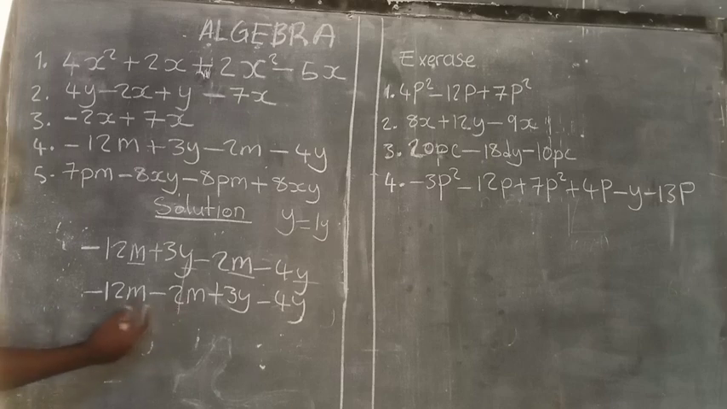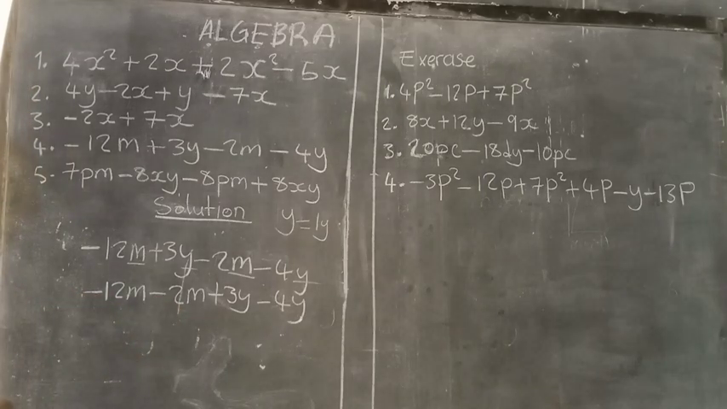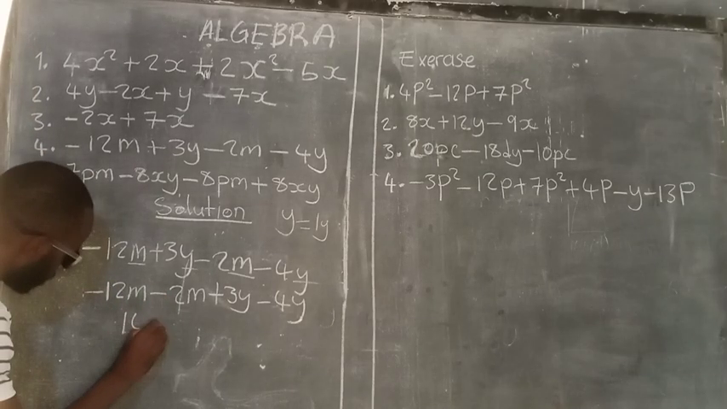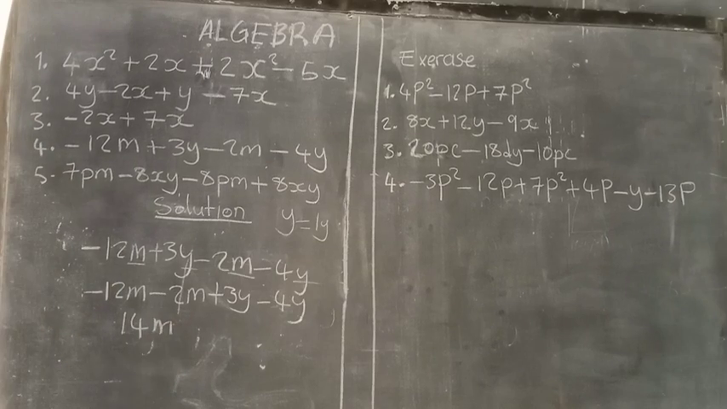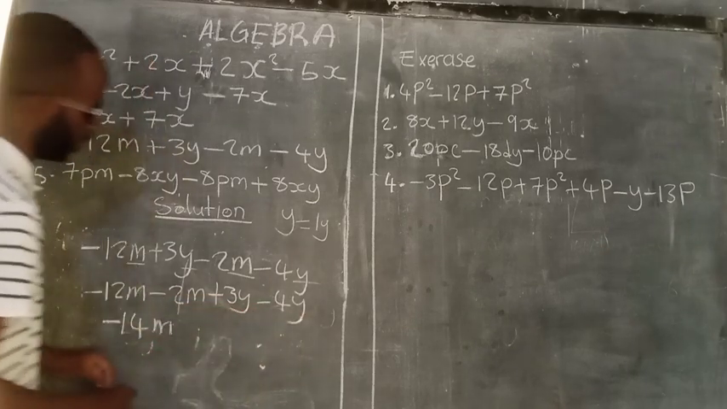Now, we look at the sign in front of the numbers. 12 has a negative. 2 has a negative. The signs are the same. Same means addition. 12 plus 2, we get 14. So this is 14m. But if we look at both numbers, they are negative. So it means that our answer will be negative. Negative 14m.